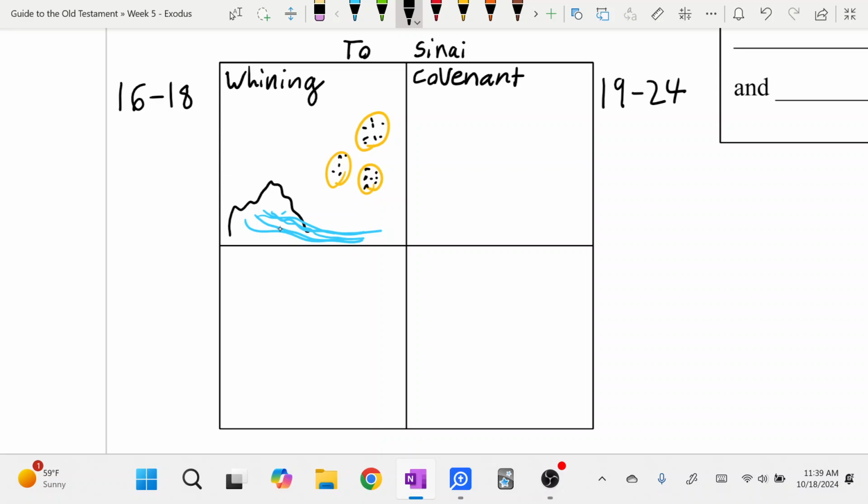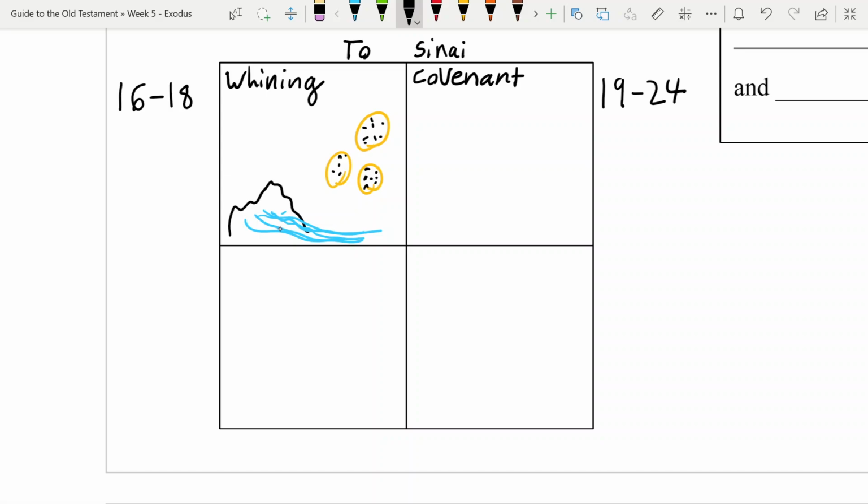So we can draw some pictures here of the covenant. So we're at Mount Sinai, and God appears in a cloud. His presence is there. There's lightning. There's fire on the mountain. This, by the way, is the same mountain where the burning bush story happened. And then we get the tablets of the 10 Commandments here.